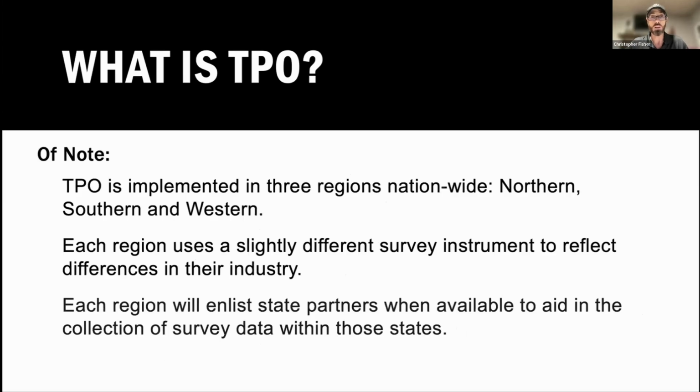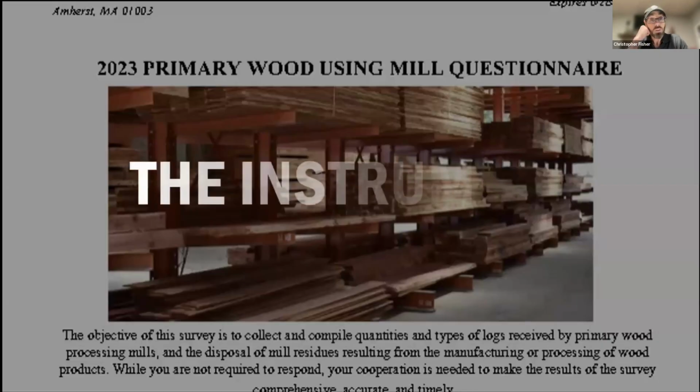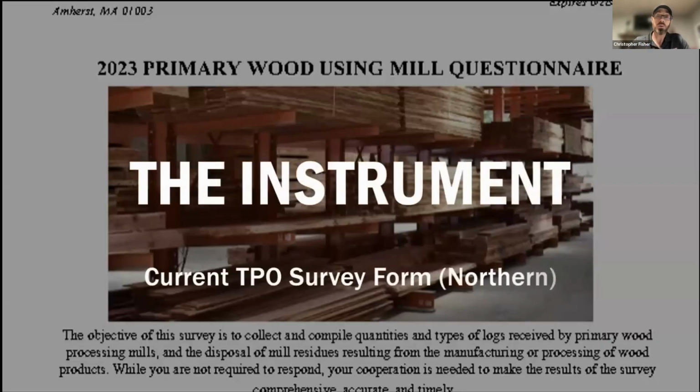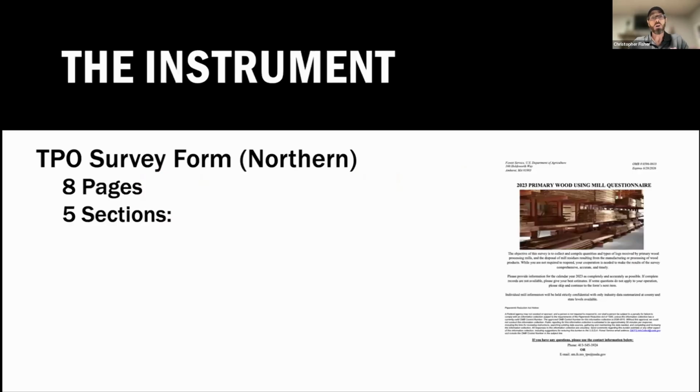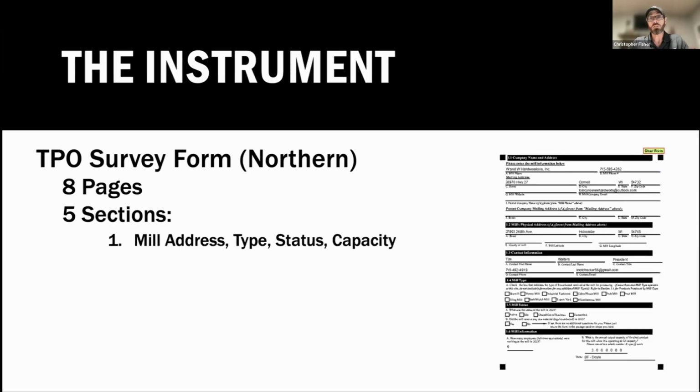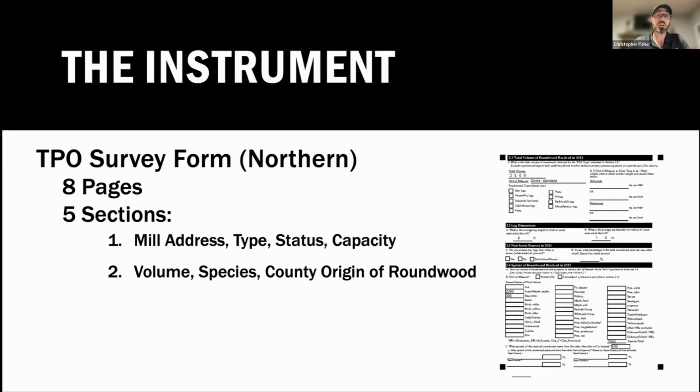So we have a unique instrument, and we do ask some unique questions. So the instrument itself, the TPO survey form. Our form has 8 pages, 5 sections, and each section is separate. The first section is statistics about the mill, the address, the type, the status, is it open, closed, what the output capacity of the mill is.